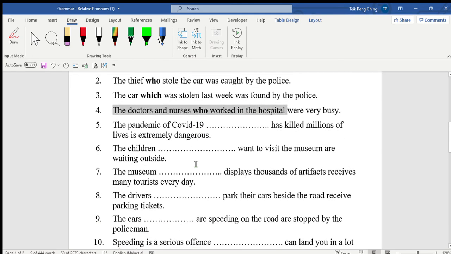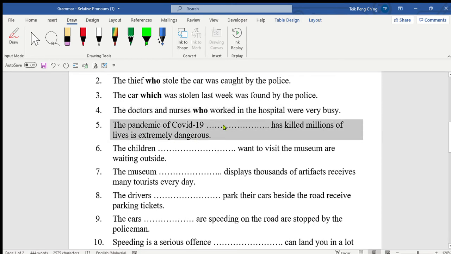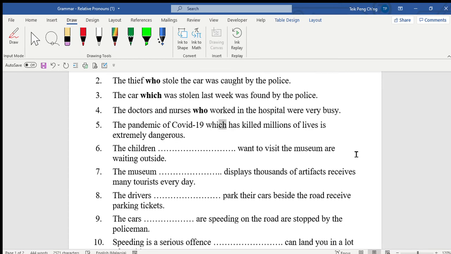Okay, number 5, the pandemic of COVID-19. Okay, pandemic maksudnya wabak. Alright, wabak. The pandemic of COVID-19. Okay, so COVID-19 itu bukan manusia kan? Itu virus. So we have to use which. Which has killed millions of lives. Is extremely dangerous. Extremely maksudnya sangat-sangat. Okay, it's like very much. Extremely dangerous means very dangerous.